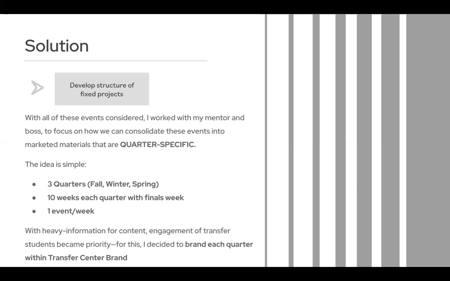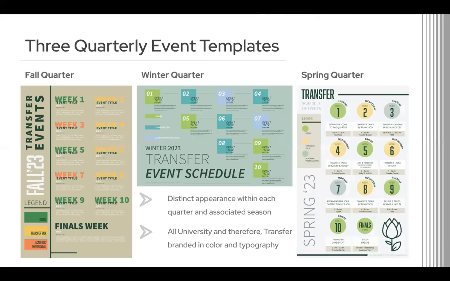That way there could be an overview of each quarter, listing the event per week, and then if they want more details, then there will be flyers that go within that as the quarter progresses. But the most important aspect of this solution is that each quarter will be branded in its own way while still following Transfer Center and therefore university brand guidelines. And this is what it looked like.